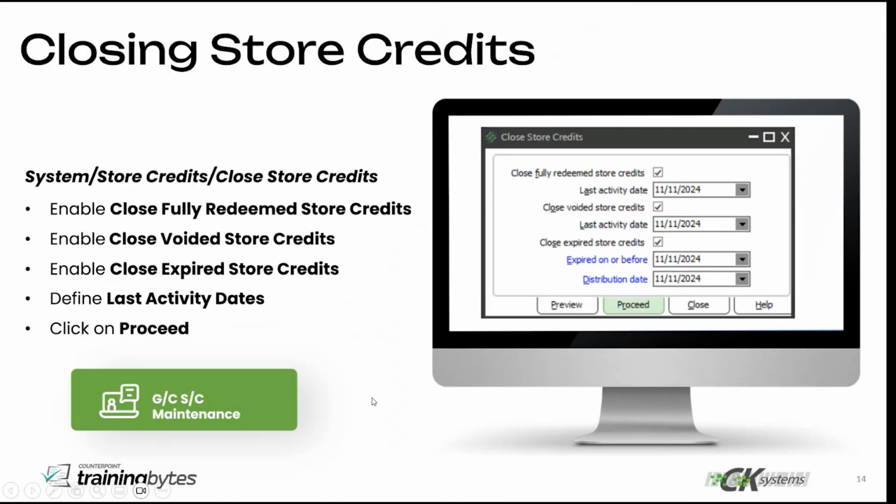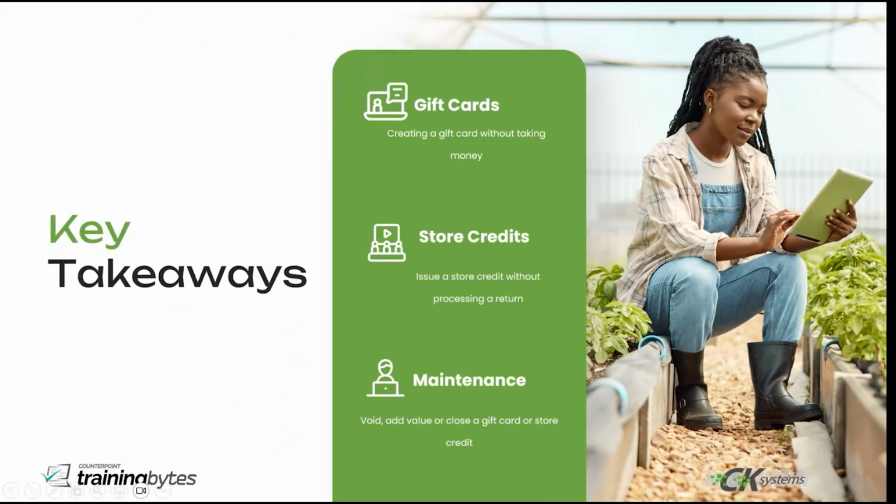The same is true with store credits. It's the exact same process, except you go to System, Store Credits, Close Store Credits. You have the same choices. Put in a date, look at my fully redeemed and voided and expired before this date and close them out, and then click on proceed and you will be done. So let's take a look in the software.